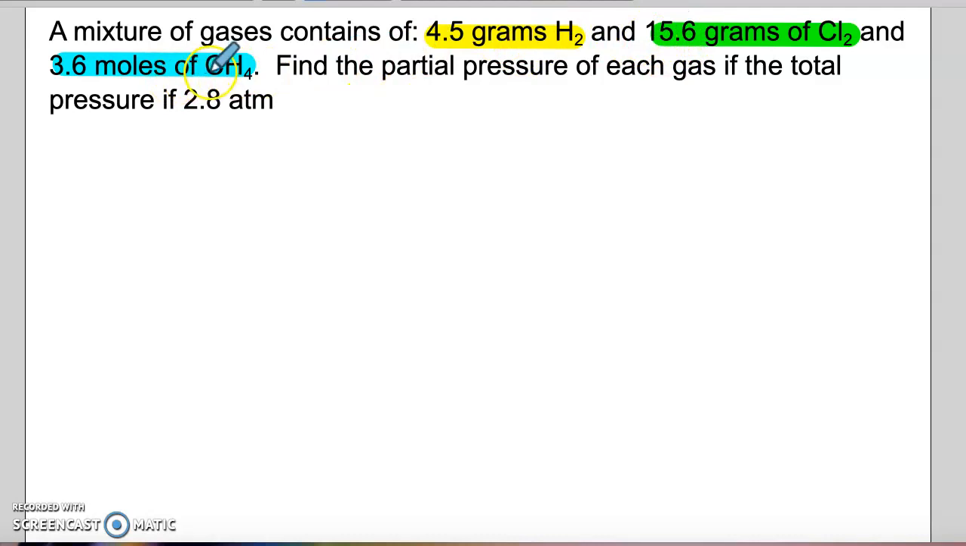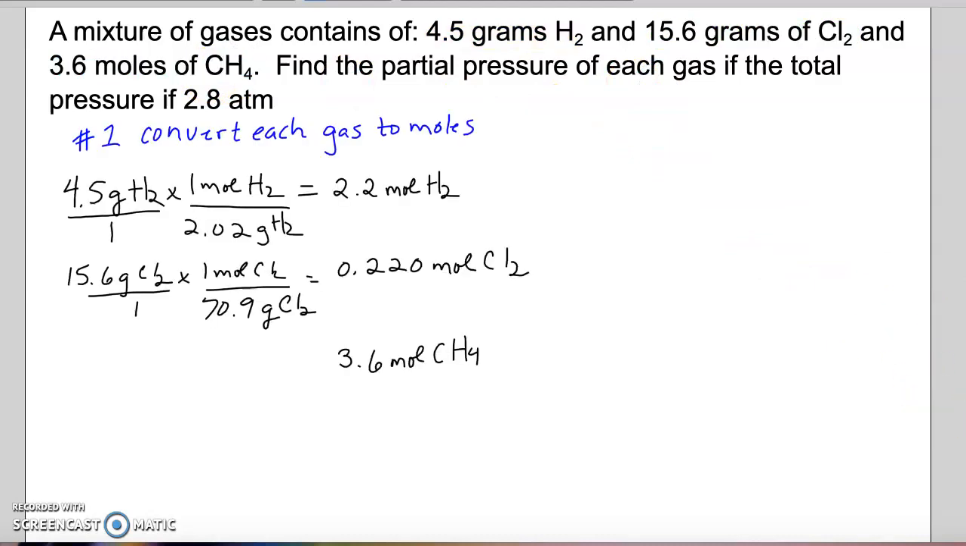This one's already in moles, and then we'll be able to figure out the total moles, and then we can use that equation that I showed you previously. The first thing, like I said, is to take our grams and convert to moles. So I have 2.2 moles of hydrogen, 0.22 moles of chlorine, and I was already given the moles of methane. With that, I can calculate the total moles.